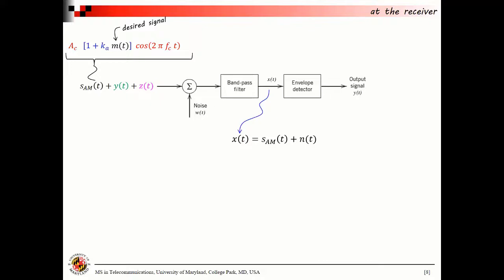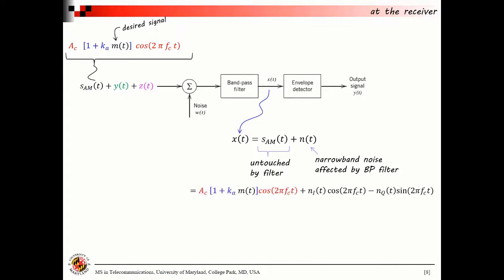So it's no longer W of t, it's N of t. The filter is designed not to alter or mitigate the S_AM desired signal. And now the noise has gone from being white to narrowband noise because of the bandpass filter. So what's coming out of the bandpass filter, let's call it X of t, is our AM signal, which is 1 plus Ka, the amplitude sensitivity, times our information bearing signal M of t, times the carrier cosine 2 pi Fc t.